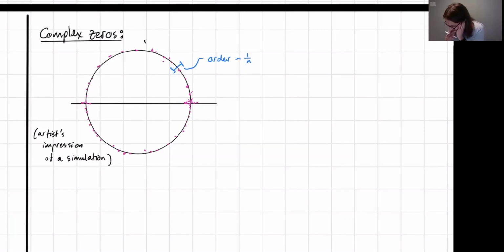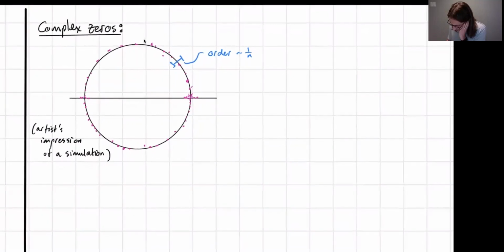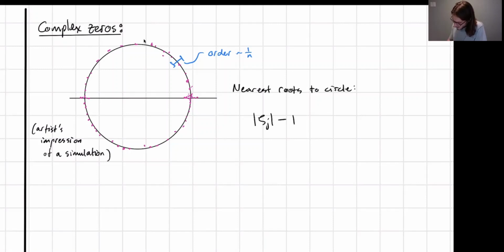Okay, so we're going to be looking at the function on the circle. A very closely related problem that's also been considered recently, and that we're actually working on now, is to look at the process of nearest roots to the circle. So say that I call the zeros zeta j, and then I look at the distances of these to the circle.